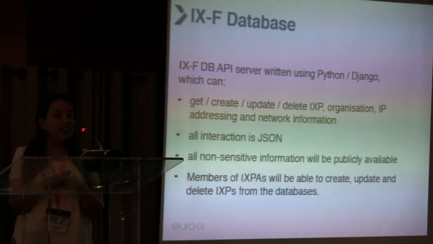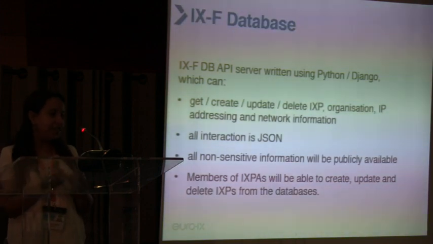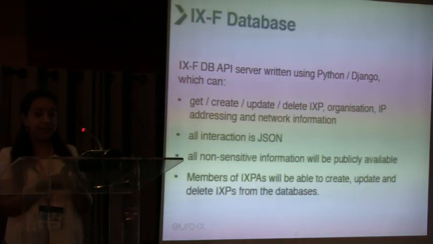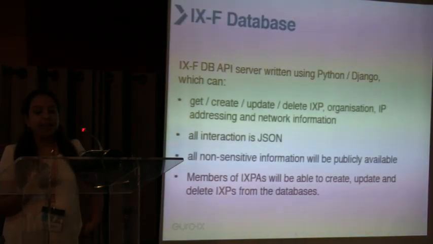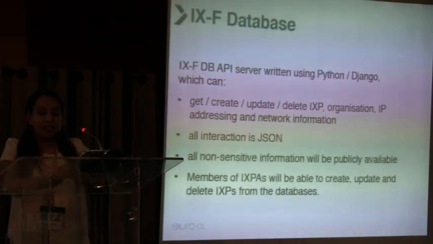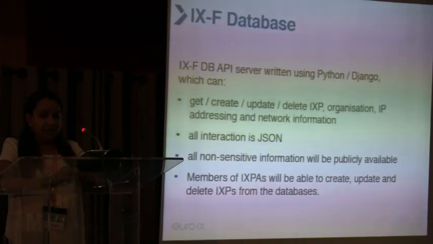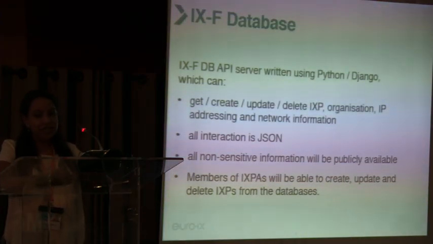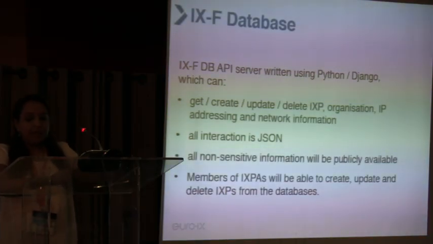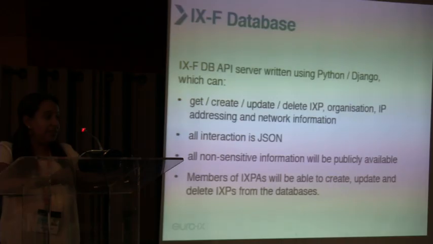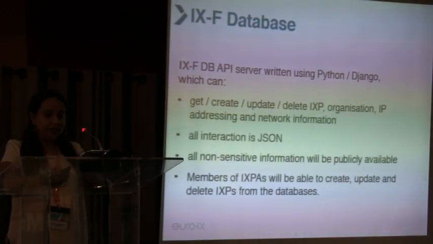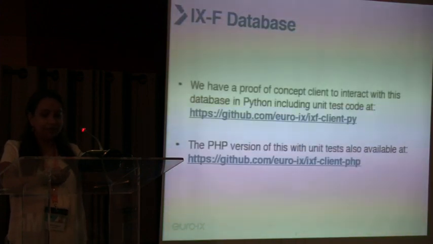So what have we done? We've gone out there and built a database for internet exchange points. The IXF database API server is written in Python and Django. It can get, create, and delete IXP organizations, IP addresses, and network information. All interaction is done in JSON, and all information will be public. And members of the IXPAs and the IXPs can update their own information themselves. So they own the information.